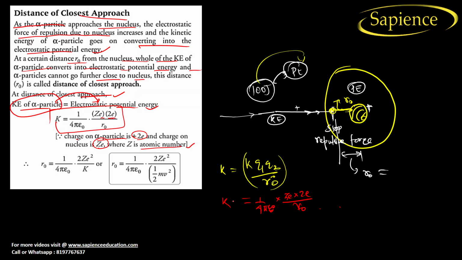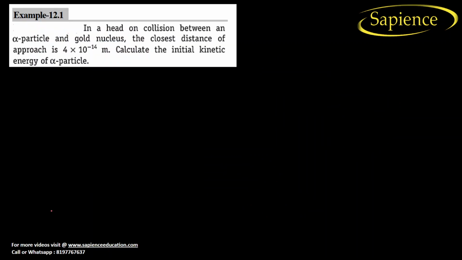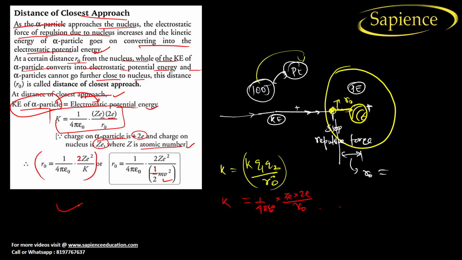From this, we can write r naught as 1 by 4 pi epsilon naught into 2 Ze square by K. Now you know that kinetic energy is equal to half into mass into velocity square. So this is very important. So this is what it is all about, the kinetic energy.